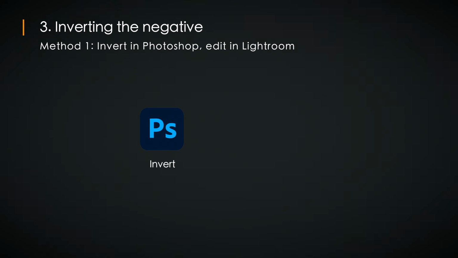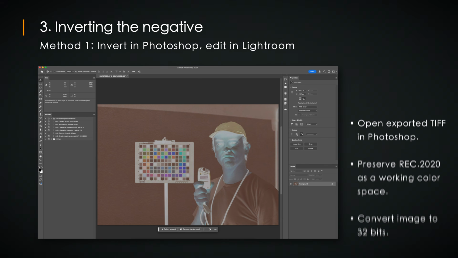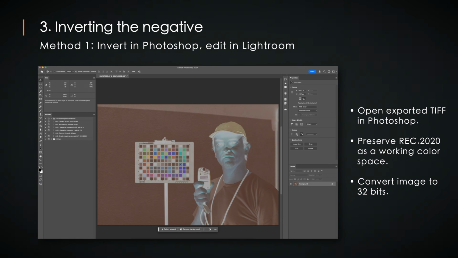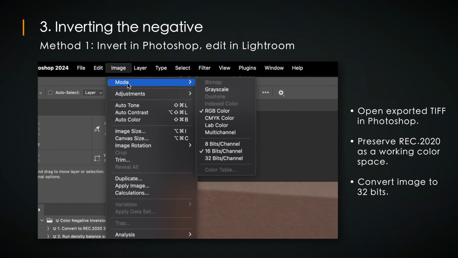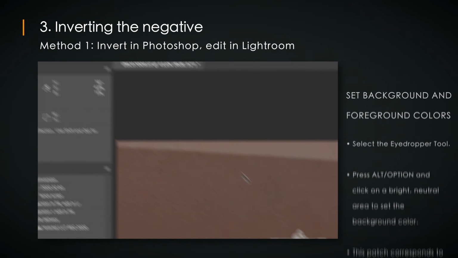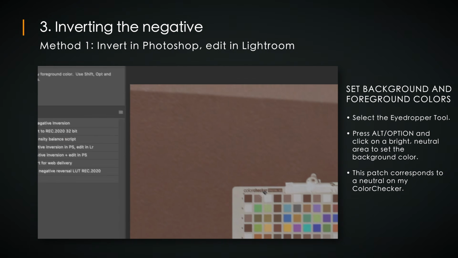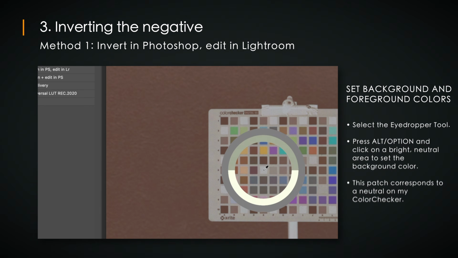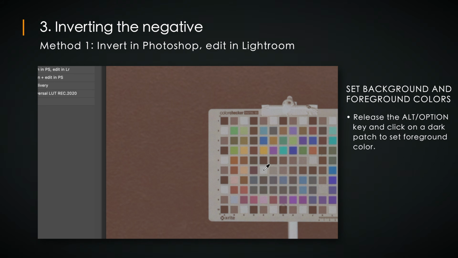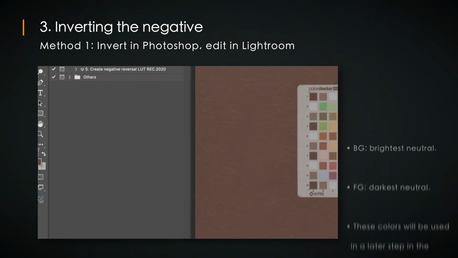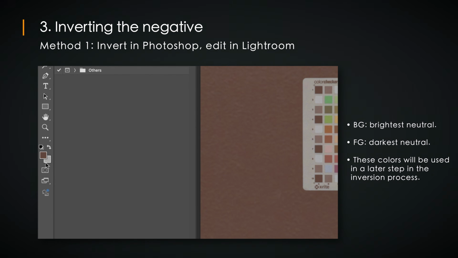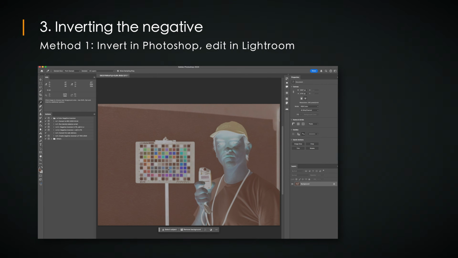Method 1. Invert in Photoshop, edit in Lightroom. Open the exported TIFF file in Photoshop. Convert image to 32-bit. Using the eyedropper tool, I will Alt or Option click on a known neutral bright patch on this color checker. Release the Alt/Option key and click on the darkest patch. This will set the darkest and brightest neutrals of this particular photograph as the background and foreground colors in Photoshop.